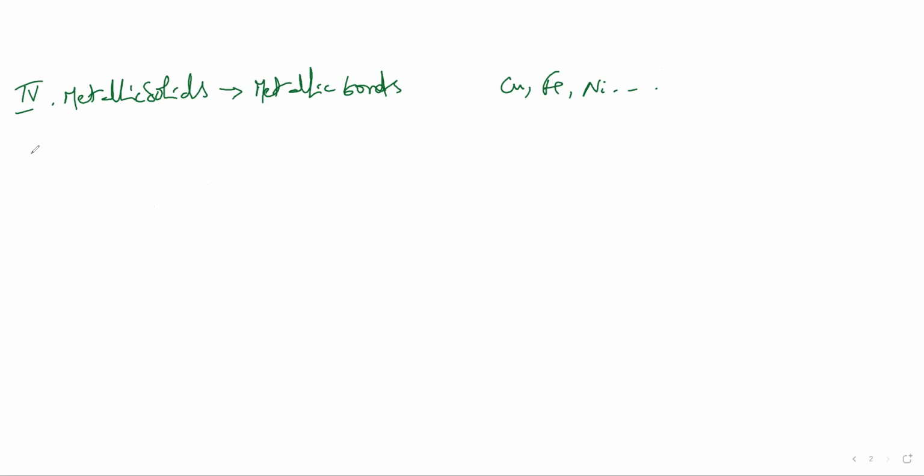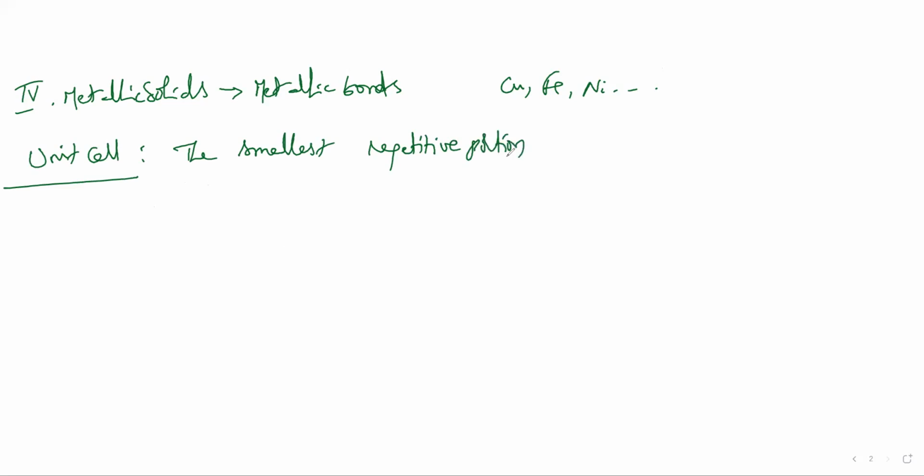Next, unit cell. What is a unit cell? The smallest repetitive portion in the crystal lattice is called a unit cell.